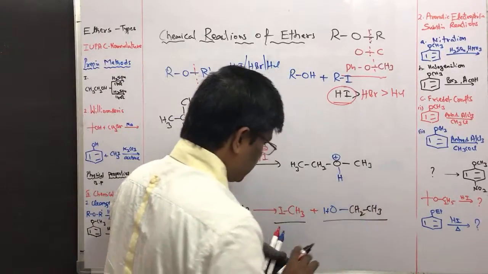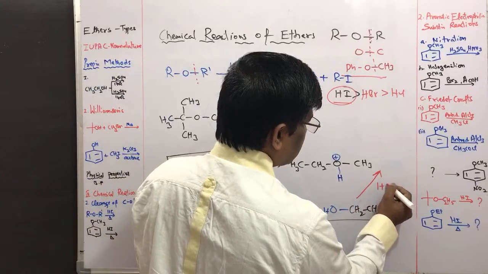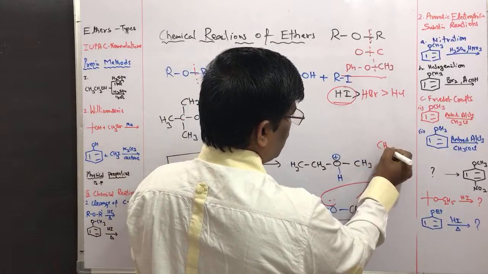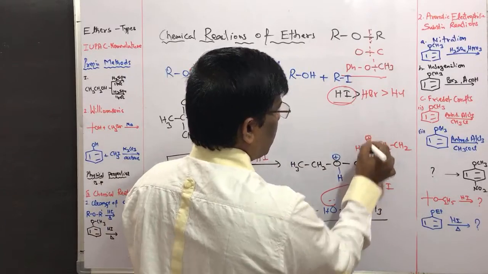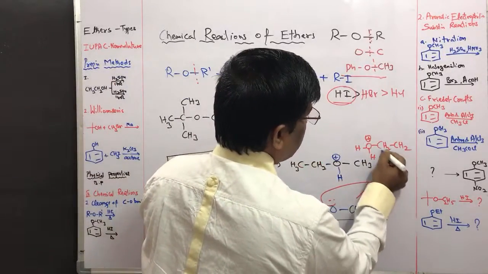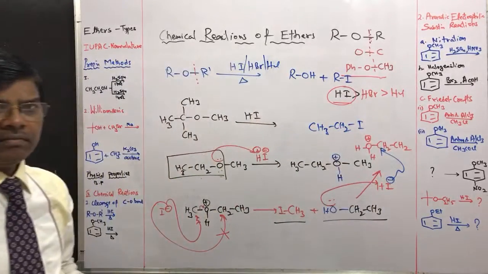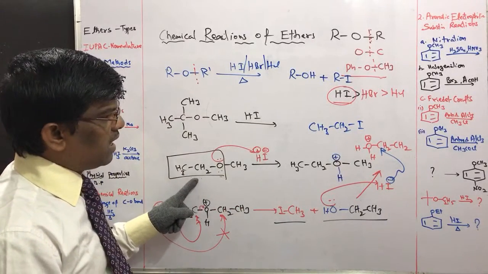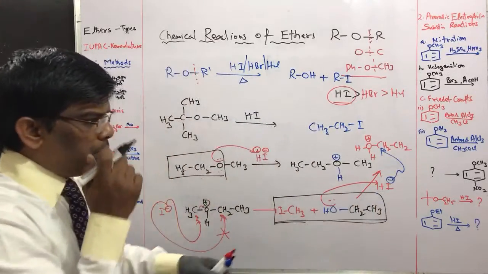However, if I use excess of HI, even this ethanol, with excess hydroiodic acid, takes a proton and forms CH2 CH3 with OH already there, and another iodide. At this stage, this iodide enters to give CH3 CH2 iodide. Yes. So what is going to form from this methyl ethyl ether, methoxyethane? The products are methyl iodide and ethanol.